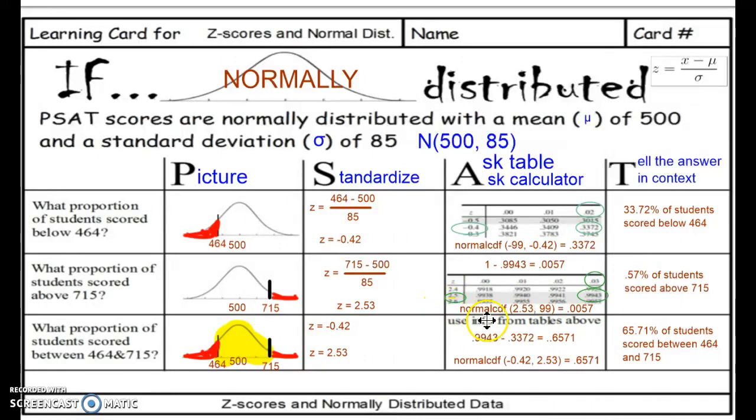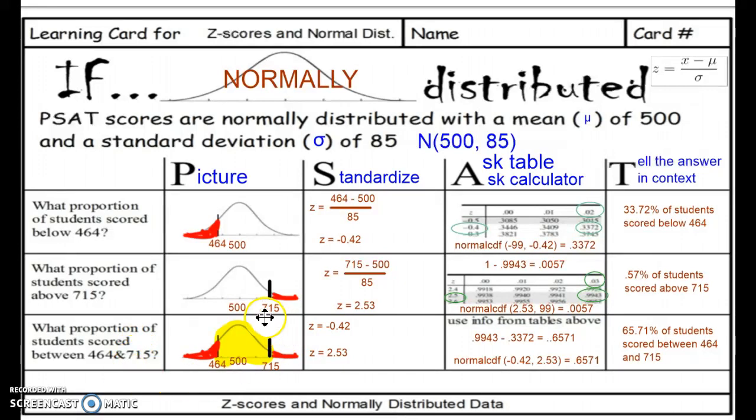Now, if you're using your calculator, it's okay to just use normal CDF from 2.53 to 99. This is our lower boundary z-score, this is our upper boundary z-score, and we end up with 0.0057. And then I write my answer in context. 0.57% of students scored above 715. Then we have this last question. What proportion of students scored between 464 and 715?